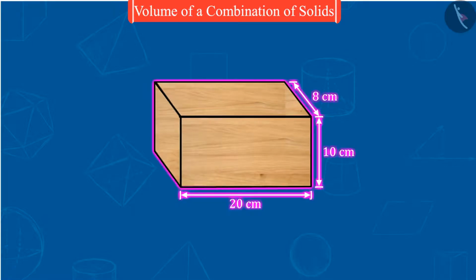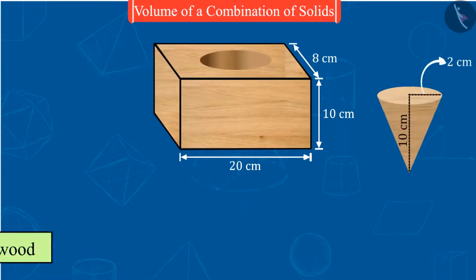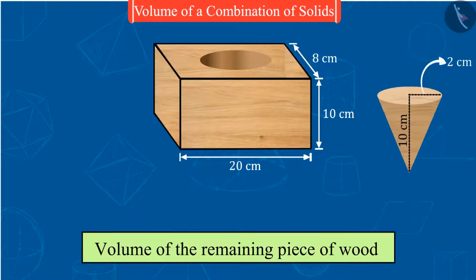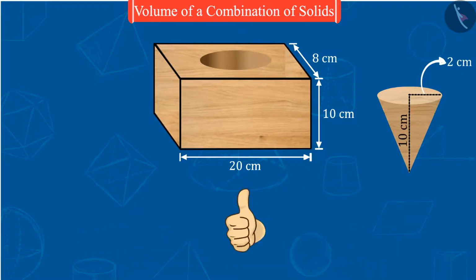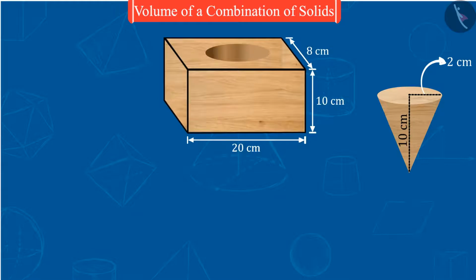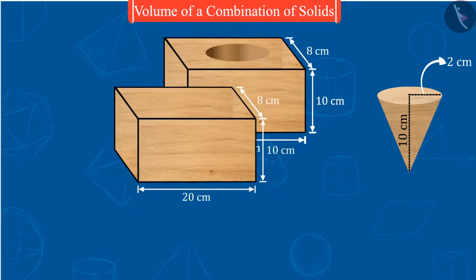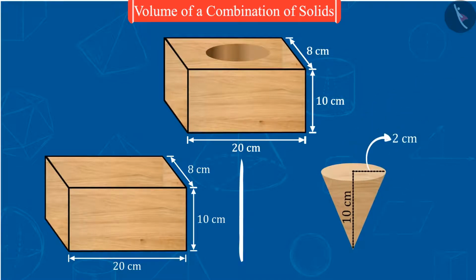Suppose we have this piece of wood, from which we have to take out a conical piece of radius 2 centimeters and height 10 centimeters. Can you find out the volume of the remaining piece of wood in the same way? Absolutely correct! We know that this new solid is also formed by a combination of two basic solids, cuboid and cone.